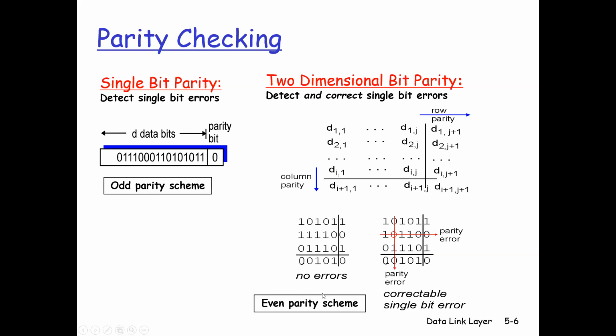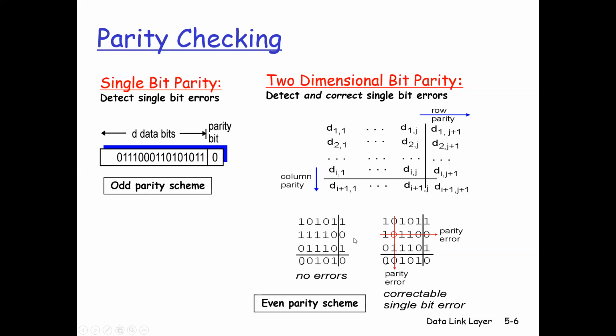Now, the interesting thing is that if you put that together, let's say you have I words to send. Each one of these words is of j bits. And what you do is for every row you're adding a parity bit, and then you add a column parity bit for each one of these columns. So in other words, you're implementing two-dimensional parity.